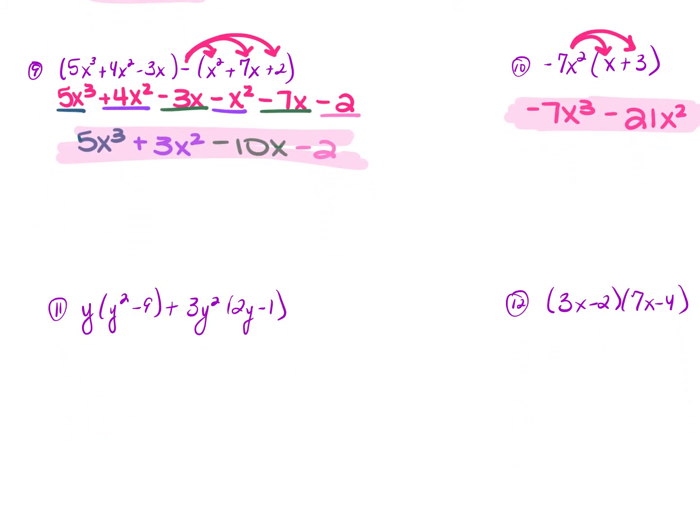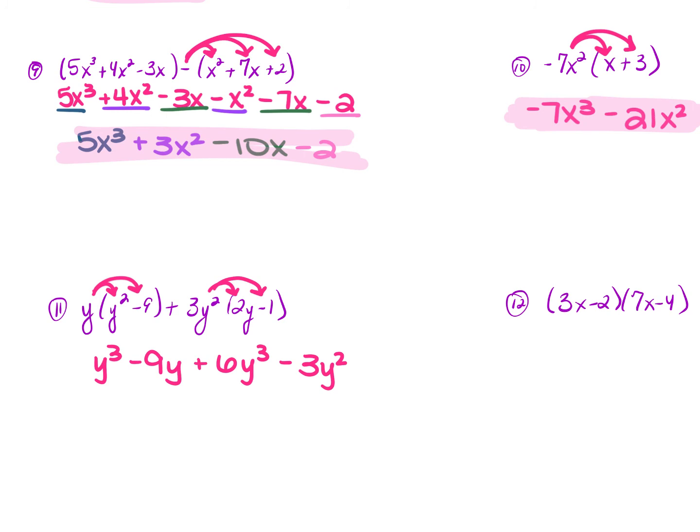For number 11, you have y times y squared minus 9 plus 3y squared times 2y minus 1. For this one, we're going to start by distributing the y and distribute the 3y squared. So we're going to have y times y squared, which is y cubed. Y times negative 9 is negative 9y. Then 3y squared times 2y is a positive 6y cubed. And then 3y squared times negative 1 is negative 3y squared.